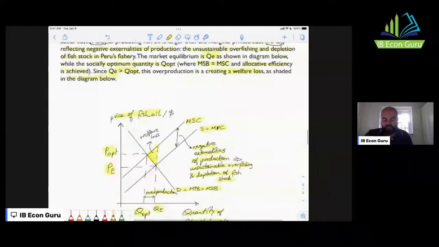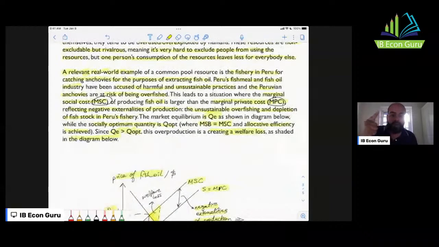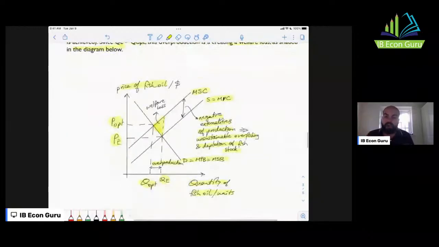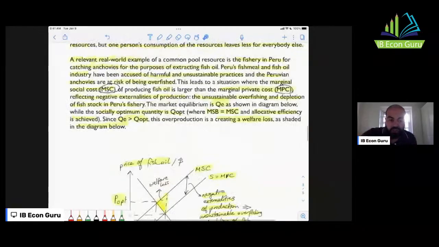You'll notice here, after I defined key terms and explained relevant theory, I quickly introduced my real-world example while explaining the diagram. My labels are used in the diagram explanation. My diagram is a regular negative externalities of production diagram, and the vertical distance is the unsustainable overfishing and the depletion of fish stock. Okay, and this is the welfare loss. You'll notice that my explanation of the diagram matches the diagram.